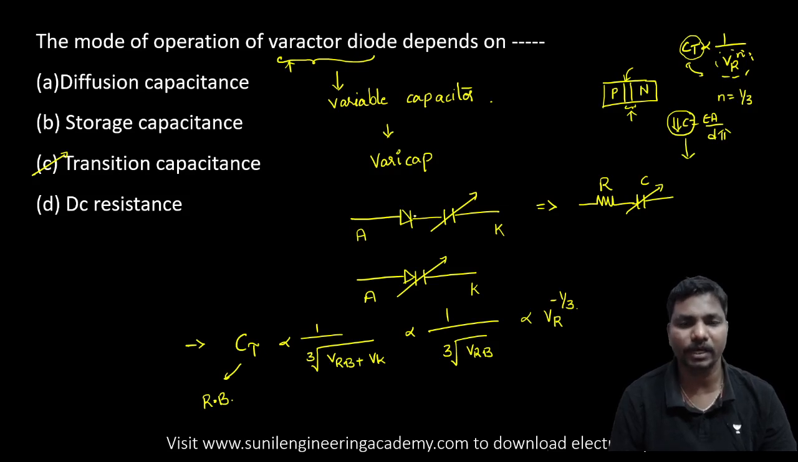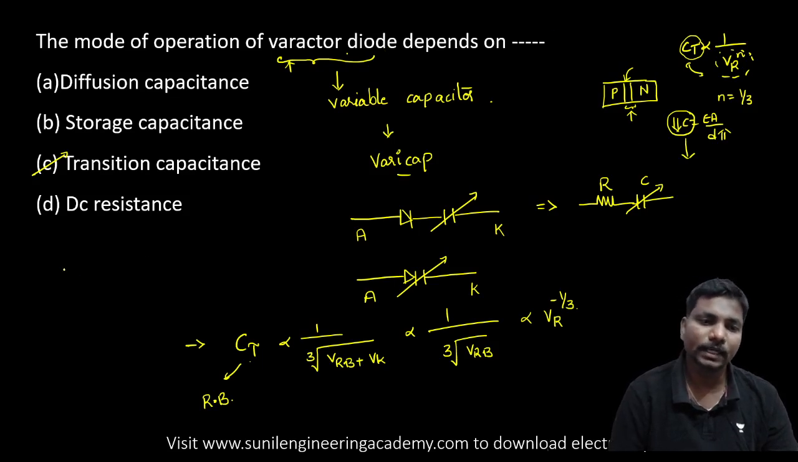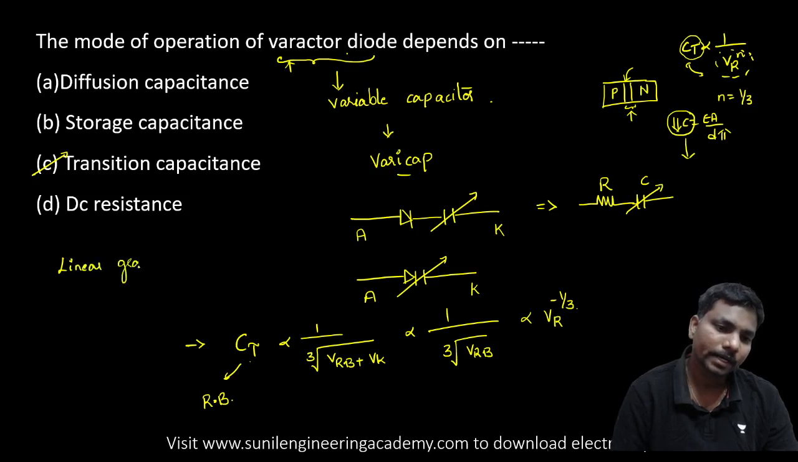That is also a very important question. Varactor diode symbol is one question, also called varicap. Its mode of operation is one important question. And coming to the next one, varactor diode is also called a linear graded diode. Linear graded diode. So here the grading may be linear. Okay, these are very important questions.